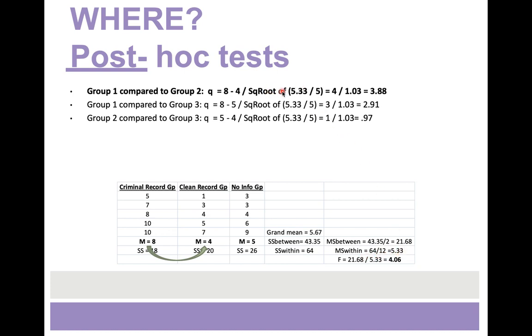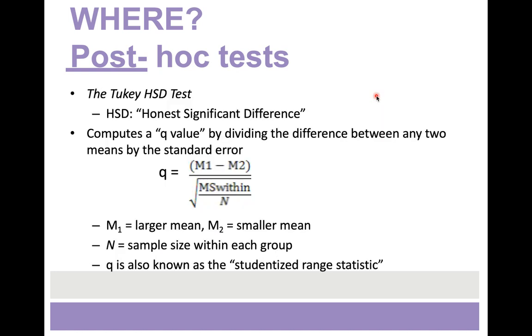So the square root of 5.33 divided by 5. So 5.33 divided by 5, we take the square root, it's 1.03. 8 minus 4 gives us 4. So 4 divided by 1.03 gives us 3.88. So all we've done is this formula for group 1 versus group 2.